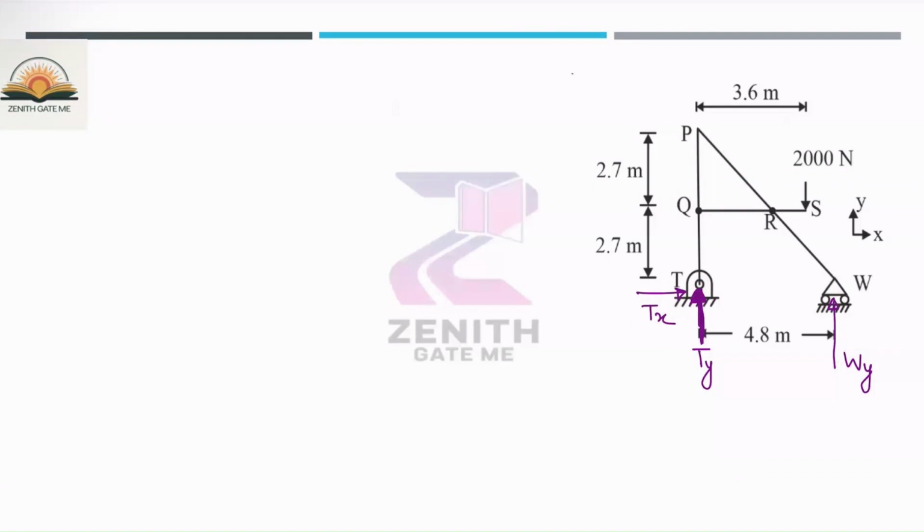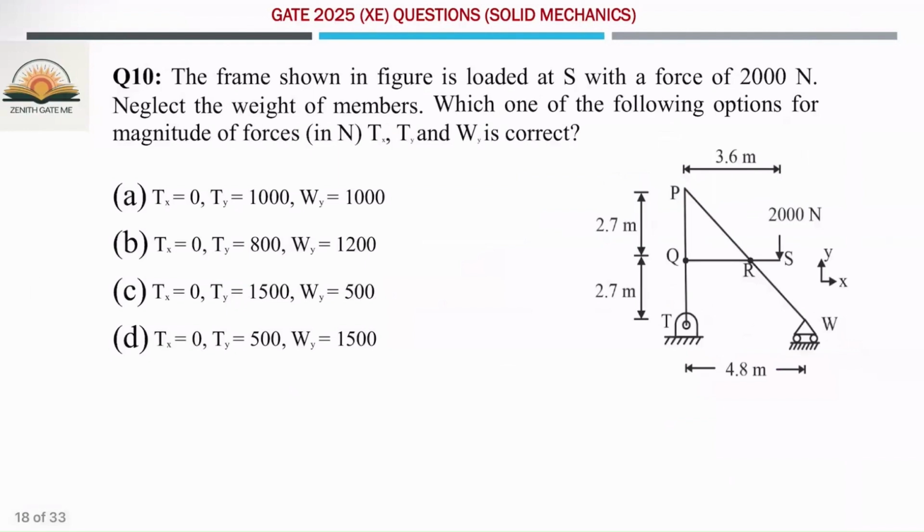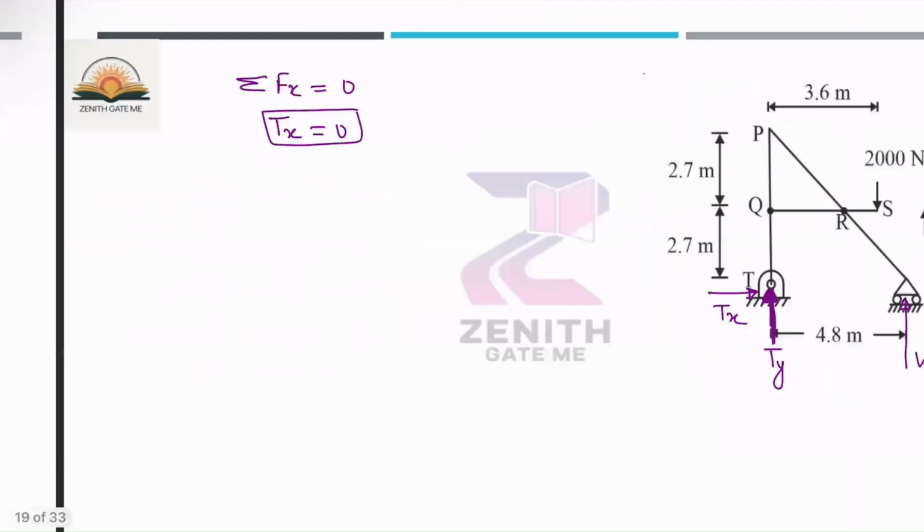Now, what you will do? You will use the equilibrium equations. The equilibrium equation is summation of force in x direction equals 0. If you take the summation of force in x direction equals 0, only one force is acting in the x direction, that means Tx value will be 0. Now, if you see the options, in all the options Tx is 0. Now, you will check for Ty as well as Wy.